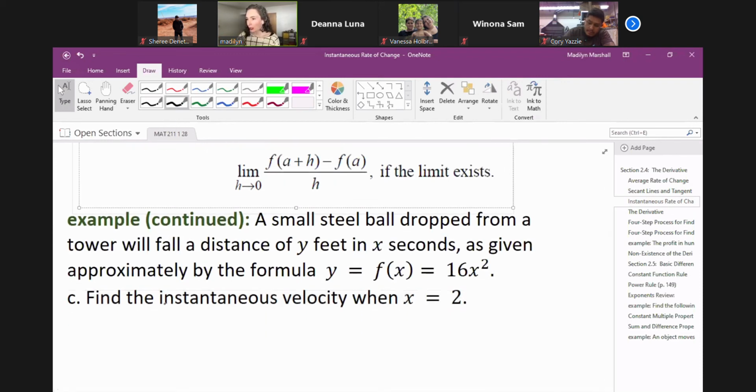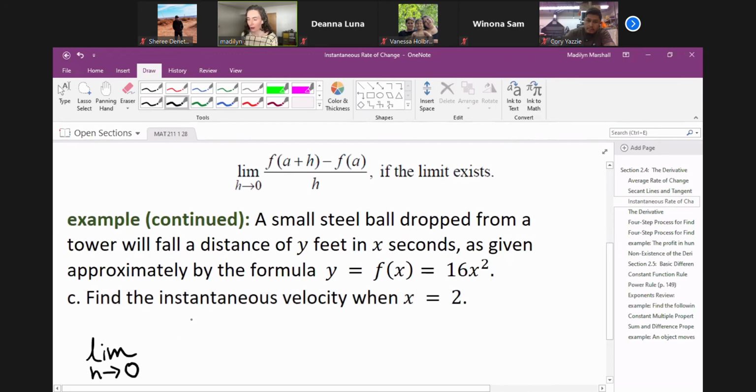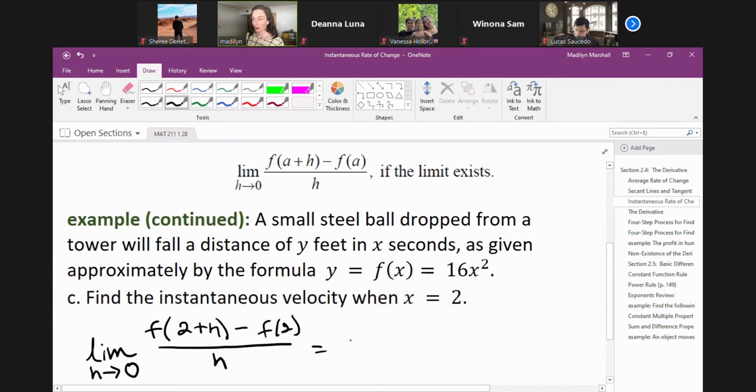So we want to know, instantaneous velocity is just one example of instantaneous rate of change. So it is going to be this formula where we have f of 2 plus h minus f of 2 over h. But we already found this whole thing in our previous example, other than the limit.